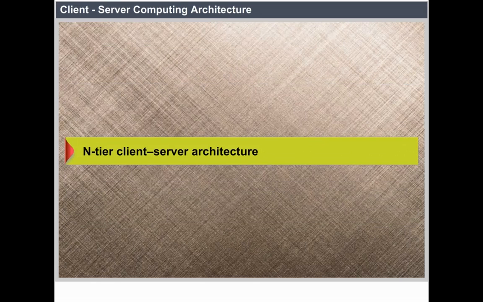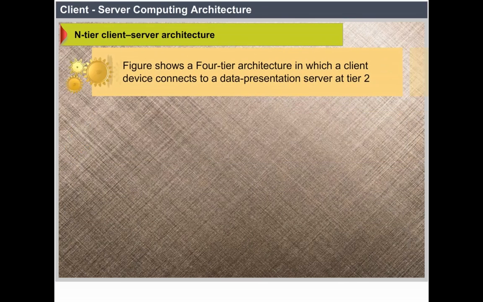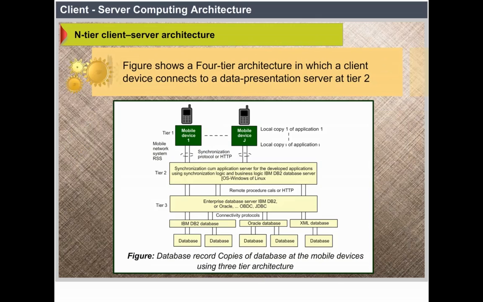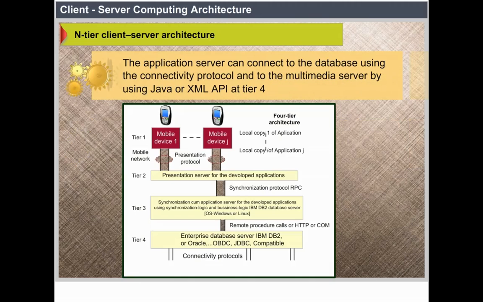N-tier client-server architecture. When n is greater than 3, then the database is presented at the client through in-between layers. Figure shows a 4-tier architecture in which a client device connects to a data presentation server at Tier 2. The presentation server then connects to the application server at Tier 3. The application server can connect to the database using the connectivity protocol and to the multimedia server using Java or XML API at Tier 4.